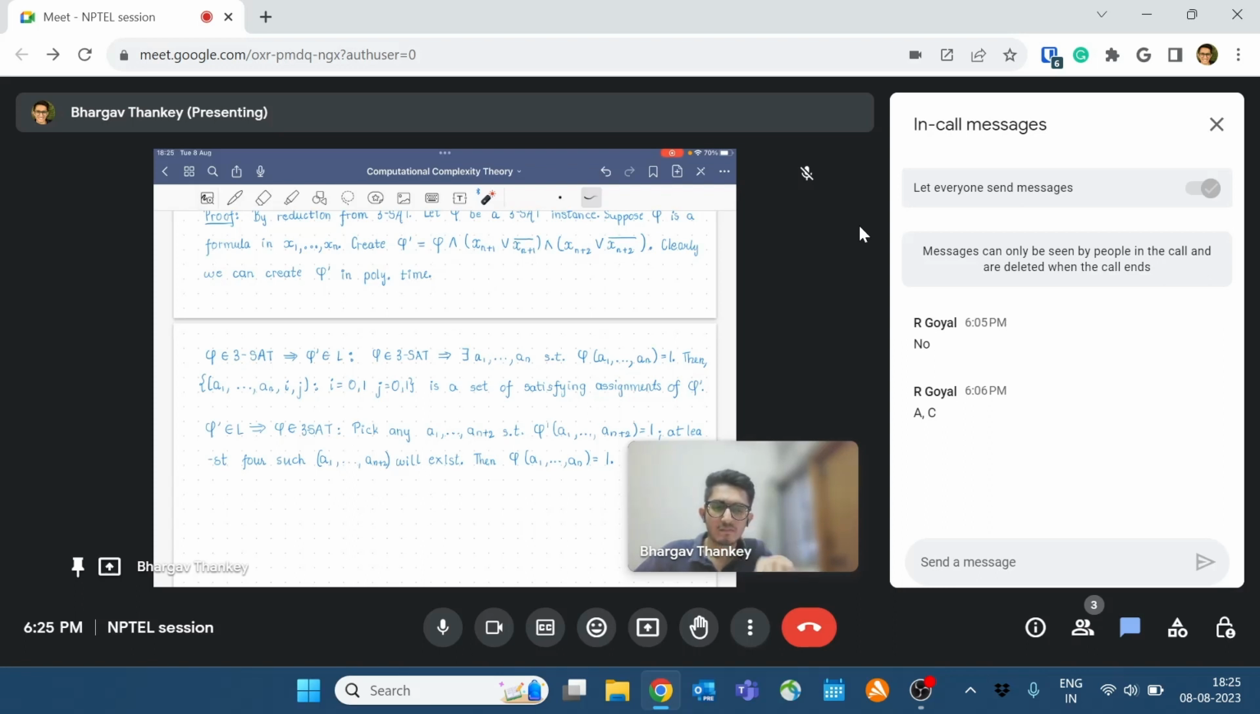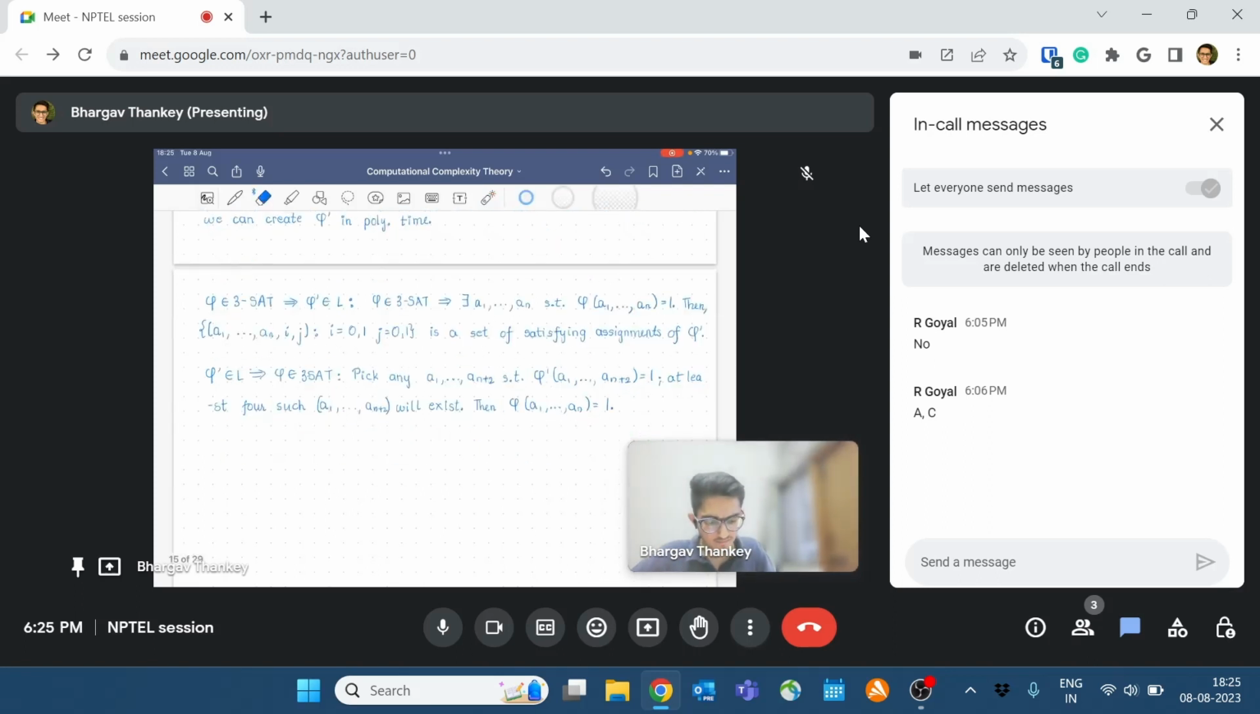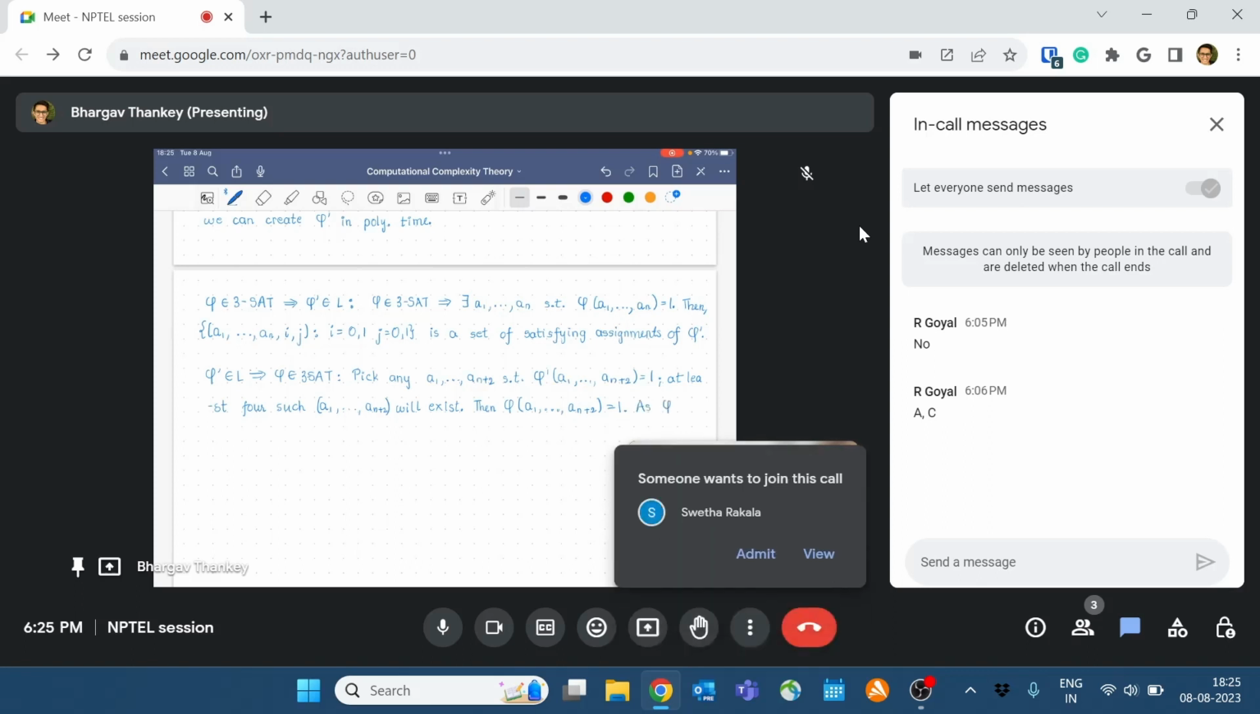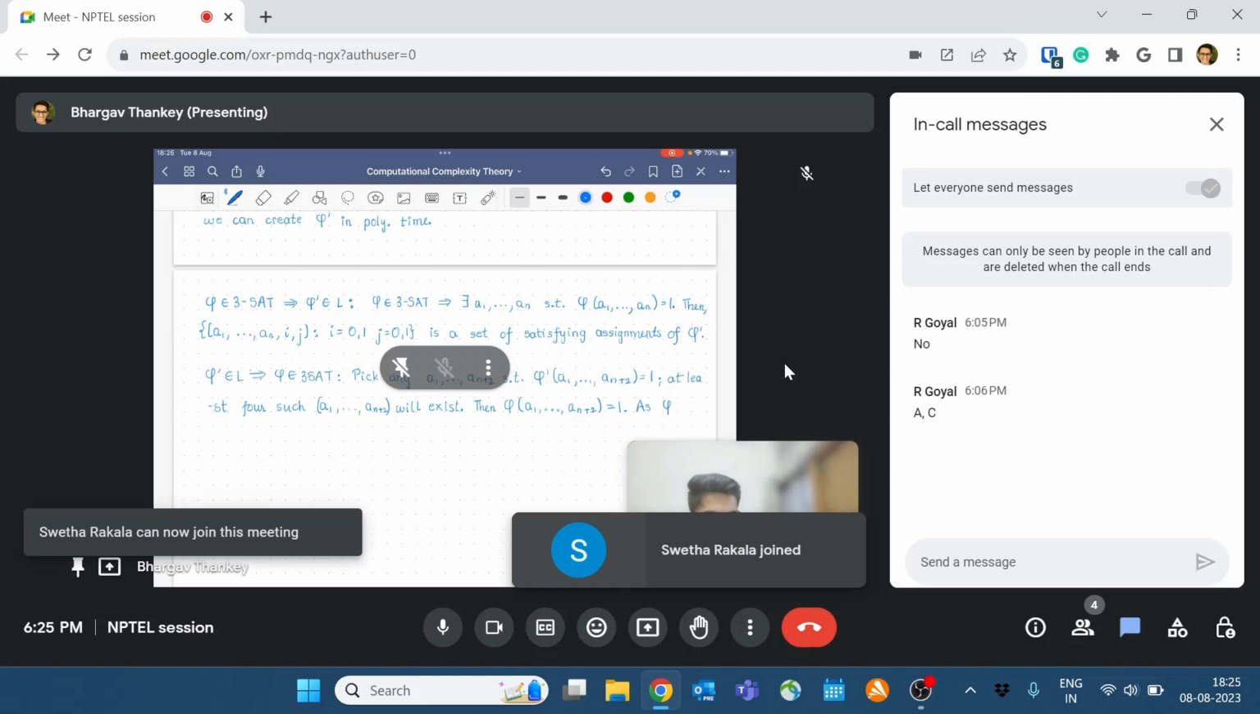Yeah. So since I could understand that we do not know anything about the A(N+1) and A(N+2), but since phi prime is an element of the language, right, so then phi of A1 till AN should be equal to 1. Okay, let me just expand that.